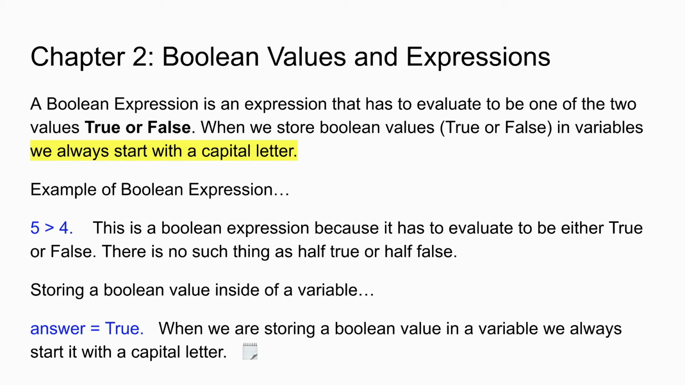Example of a Boolean expression: 5 is greater than 4. This is a Boolean expression because it has to evaluate to be either true or false. There is no such thing as half true or half false. No matter what, it has to be true or false.